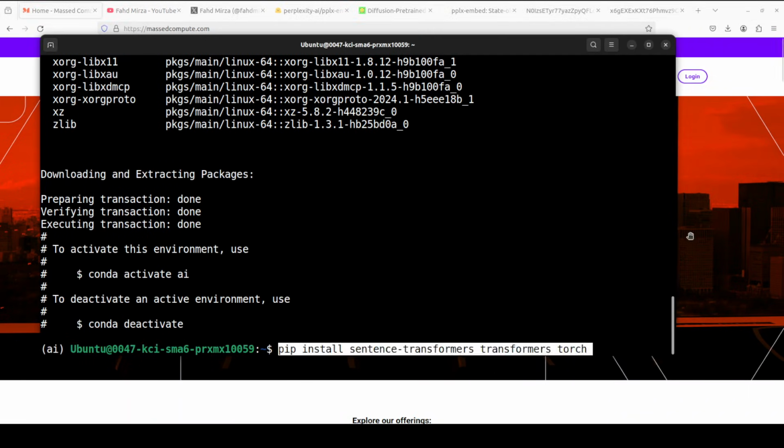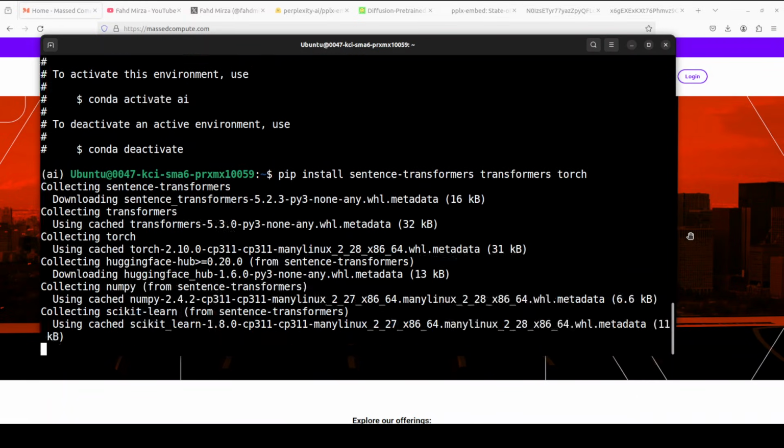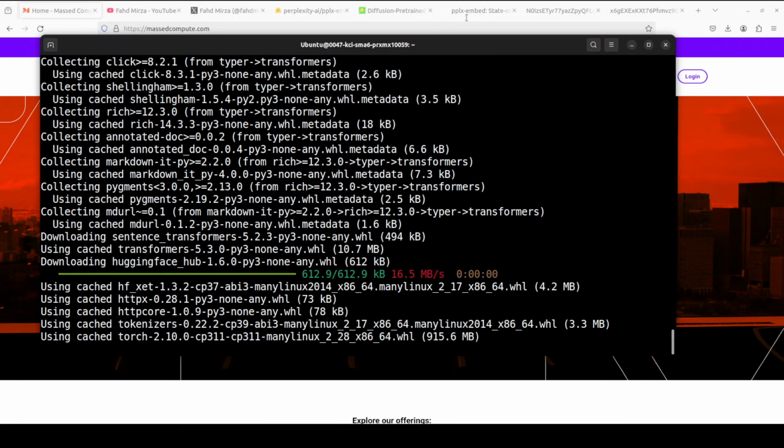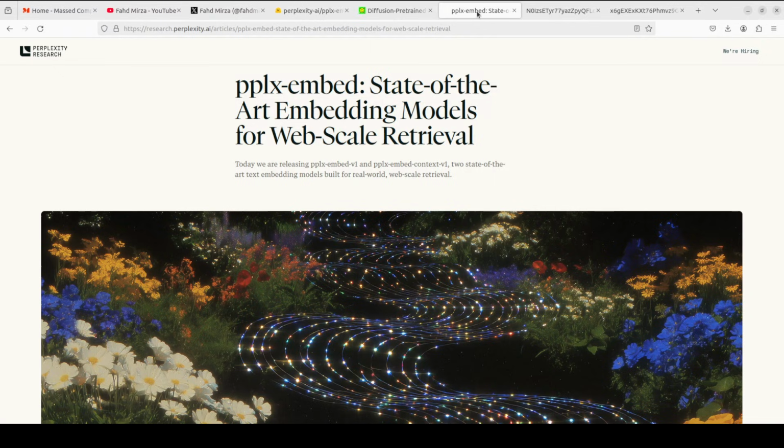Let's install all the prerequisites: sentence-transformers for the embedding model and the usual suspects, transformers and torch. Now while it installs, let's talk more about this model. So as I said, the model has outperformed various other models.